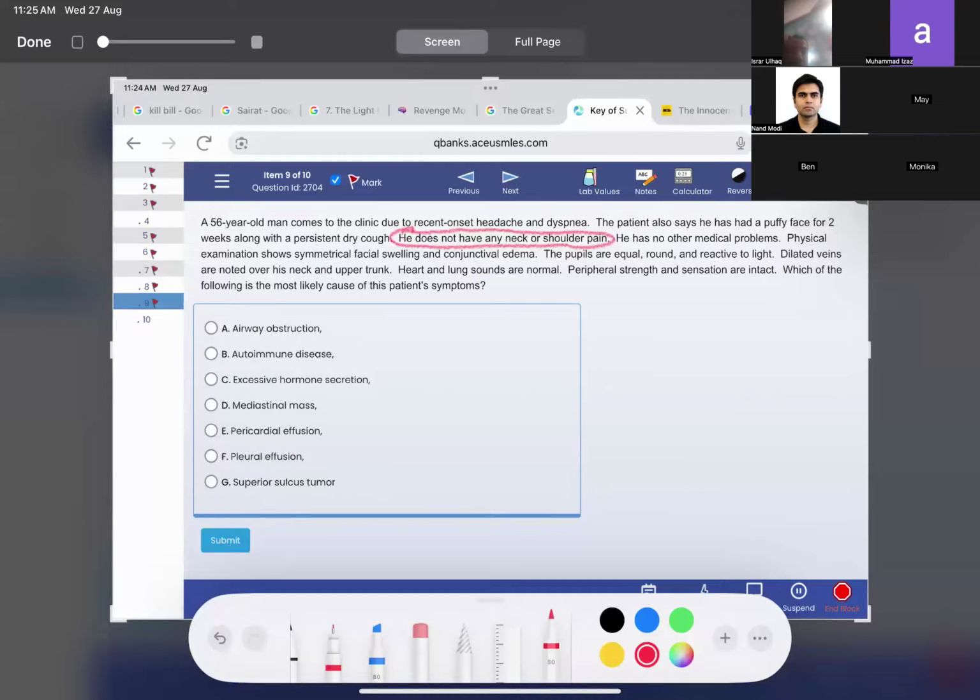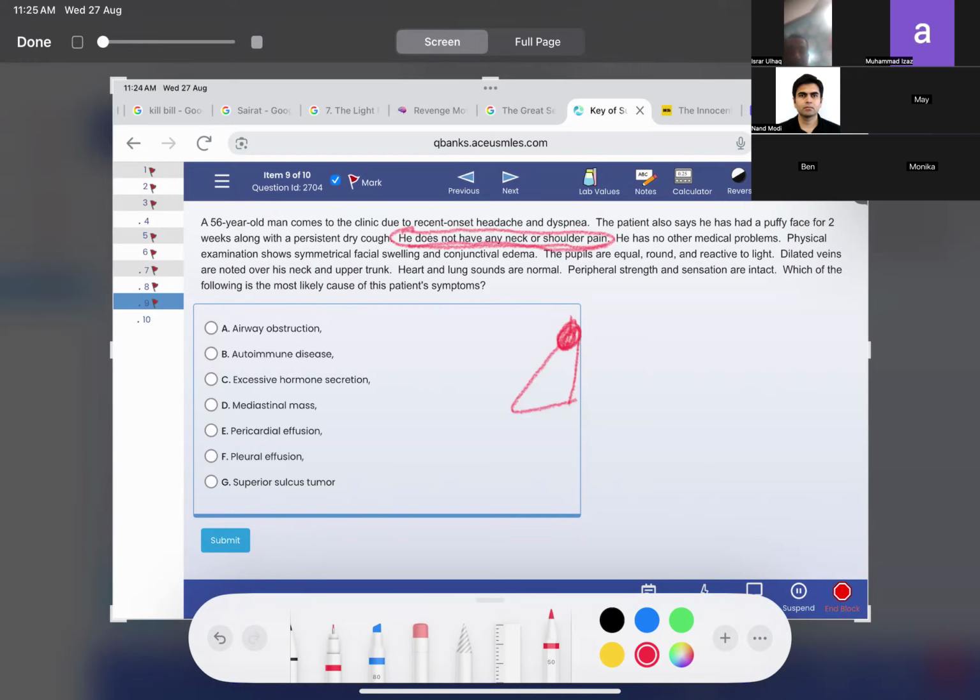So this apex mass will lead to compression on the brachial plexus, and it leads to shoulder pain and numbness in the fingers, likely with Horner syndrome in a Pancoast tumor.